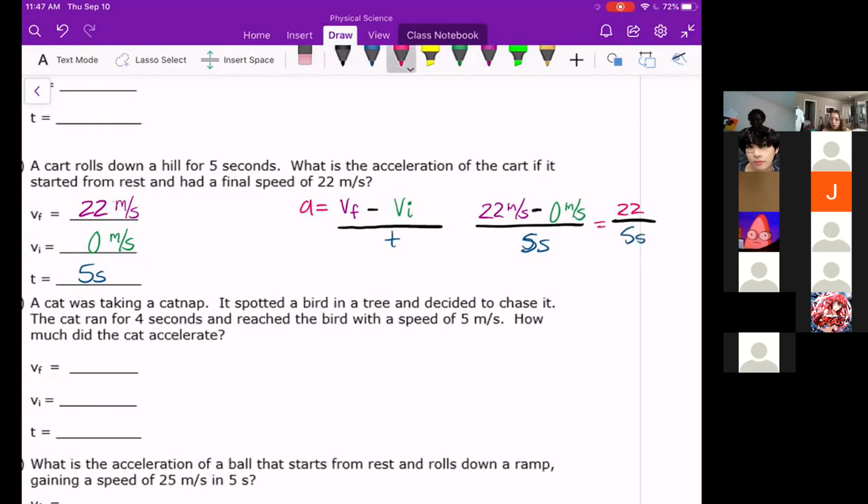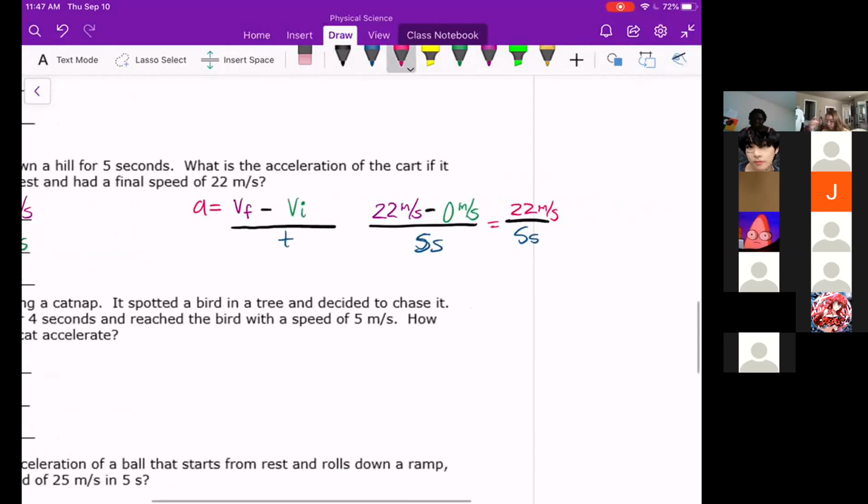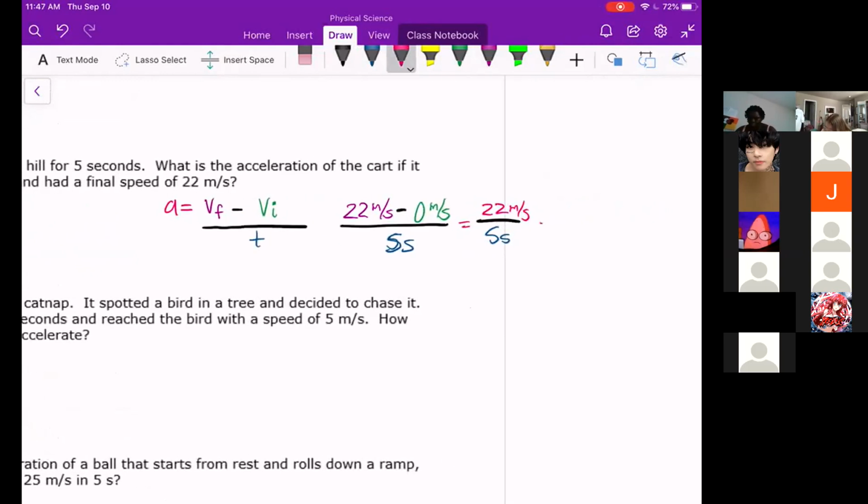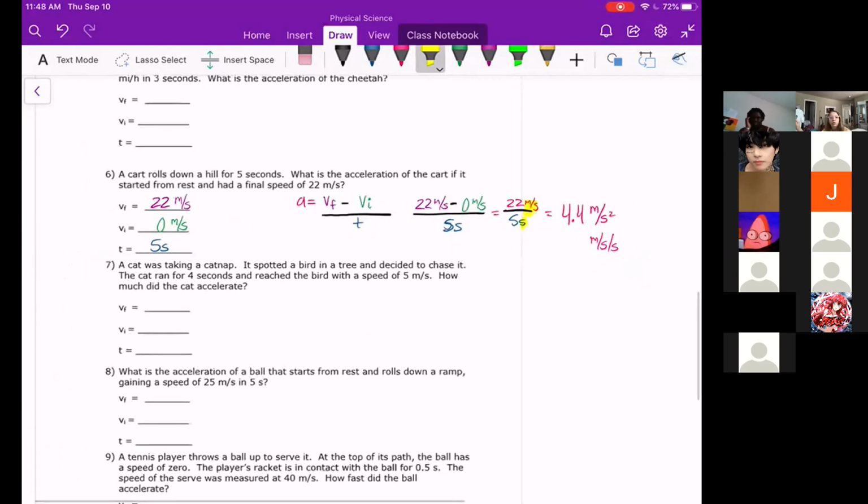All right. 5 seconds. This was meters per second. And then she said she got 4.4. All right. And this is meters per second, either squared or meters per second. Okay. If you forget that it's squared, then you can just look at what you divided. You had a meters per second and you divided it by a second. And that's why it's meters per second squared. But just to shorten it, we just say seconds squared. Okay.